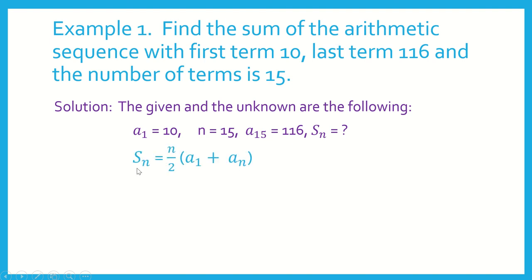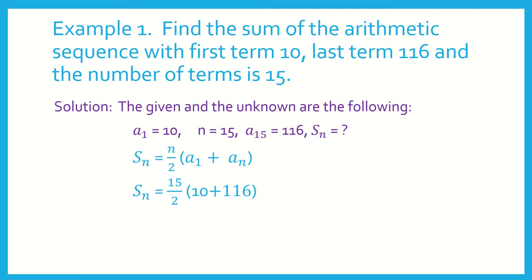So let us have the formula. S sub n is equal to n over 2 times the quantity of a sub 1 plus a sub n. All we need to do is to substitute the given. So S sub n is equal to 15 over 2, where n is 15, so we substitute. Our a sub 1 is 10, so we put here 10. A sub n is 116, we put here 116.